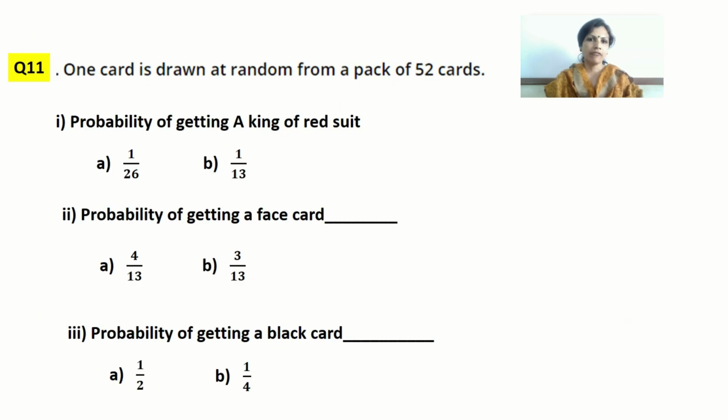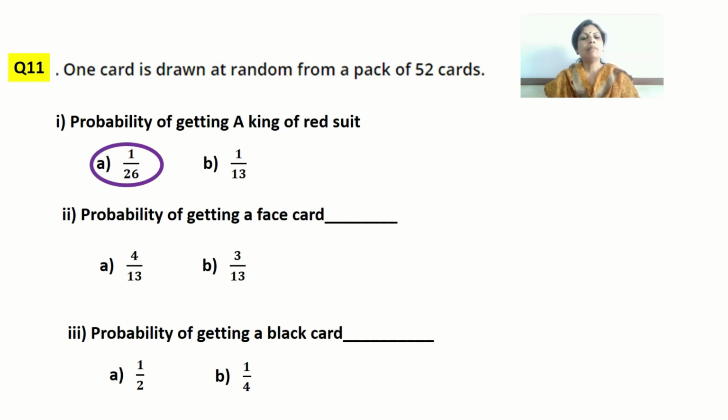Let's now quickly have the last sum, and the probability chapter is incomplete without this type of sum. One card is drawn at random from a pack of 52 cards. Find the probability of getting a king of red suit. Now how many red kings are there in a pack of 52 cards? There are 2 kings, one of diamond and one of heart. So probability will be 2 upon 52, and 2 upon 52 is 1 upon 26. So A is the correct option.